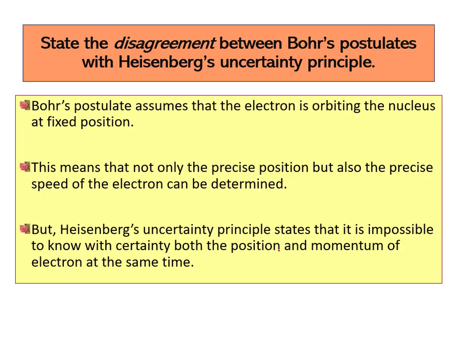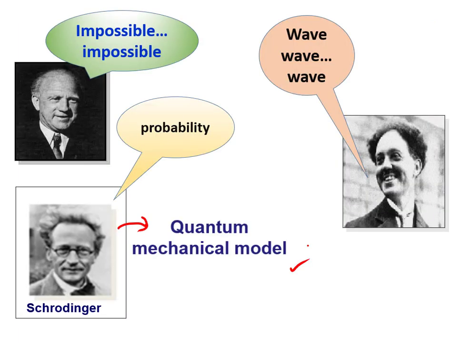State the disagreement between Bohr's postulates and Heisenberg's uncertainty principle. So, ini adalah disagreement between they both, Bohr and Heisenberg. Bohr's postulate assumes that the electron is orbiting the nucleus at a fixed position. But Heisenberg's uncertainty principle states that it is impossible to know with certainty. Tak boleh tahu secara tepat dan jelas both position and momentum of the electron at the same time. So, it rejects Bohr. This means that not both the precise position and the precise speed of the electron can be determined.